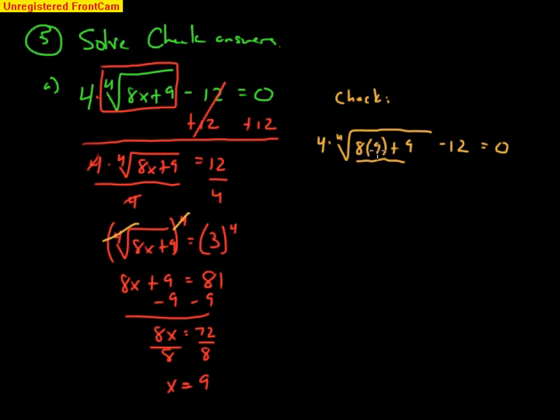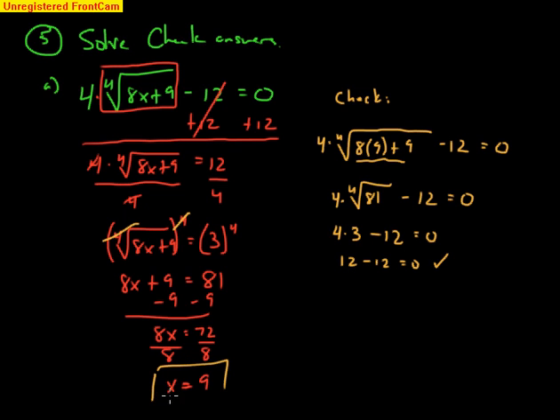Well, let's simplify in here first. Do this in the calculator. 8 times 9 is 72, and 72 plus 9 is 81. That's inside that 4th root. 4 times the 4th root of 81 minus 12 equals 0. And now we need to simplify. The 4th root of 81 is 3. 4 times 3 is 12. And 12 minus 12 is 0.